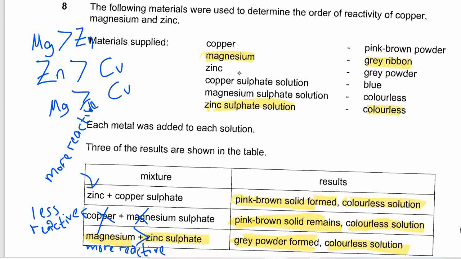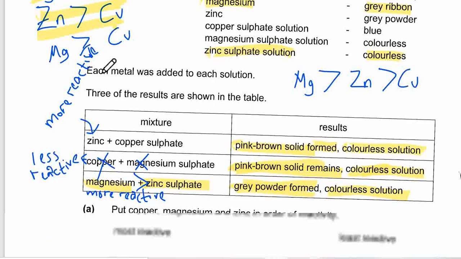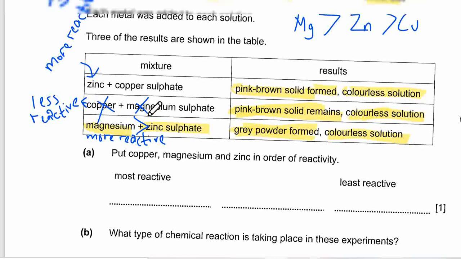So our conclusion is here. Magnesium is more reactive than zinc and zinc is more reactive than copper. And of course magnesium is more reactive than copper. So we just conclude this one. Mg is more reactive than zinc and is more reactive than copper. Now that will be the answer for A.